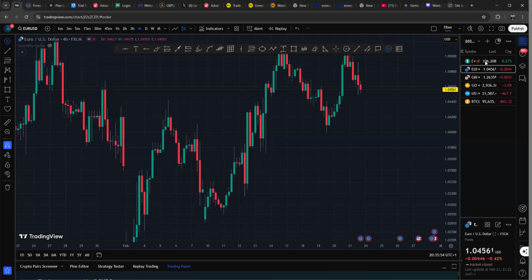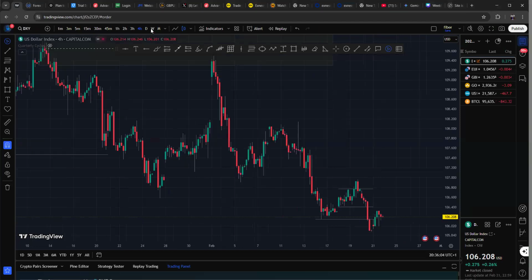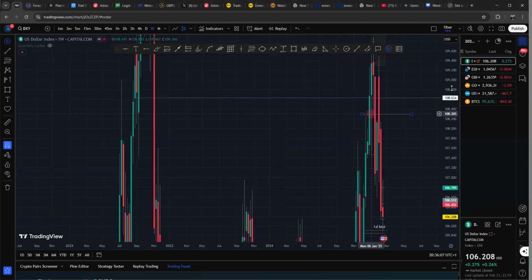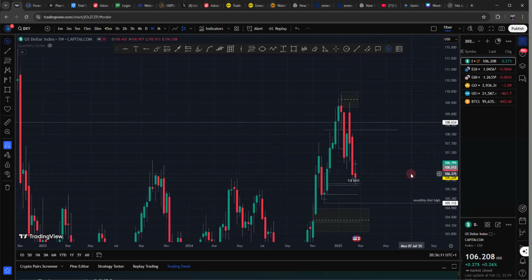As we normally do, I'm going to start first with the dollar index, so we'll understand what the dollar index is doing so that we can put in other pairs that are correlated to DXY either negatively or positively.